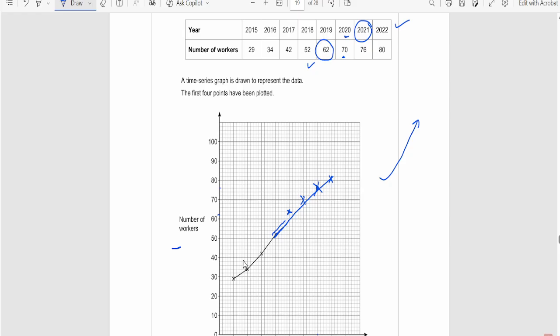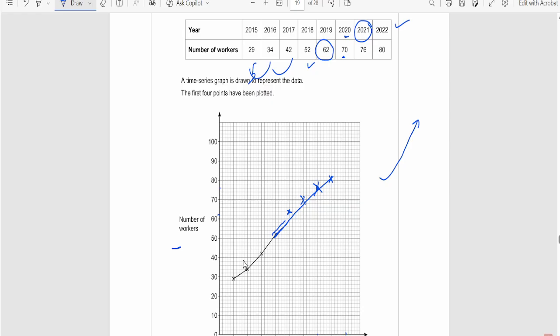Okay. First of all, see the difference between each of them. This is from 34 to 29, minus 29, is 5. 42 to 34, 42 minus 34, no, you can just do it from the graph.